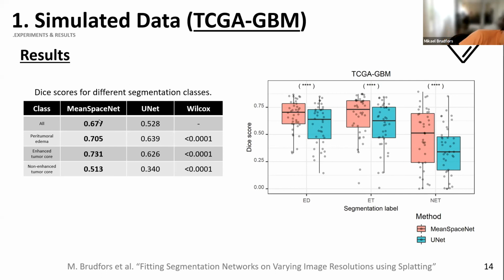So the mean space net, significantly with the Wilcoxon test, outperformed the UNet for all these different labels. As you can see, the median is 0.677 for all classes compared to 0.528 for the UNet. So that's encouraging. And next we want to investigate if this translates to real data, where we don't do any sort of downsampling beforehand.